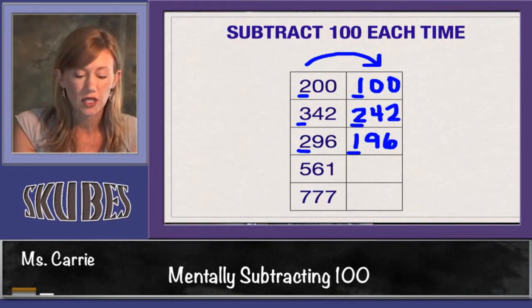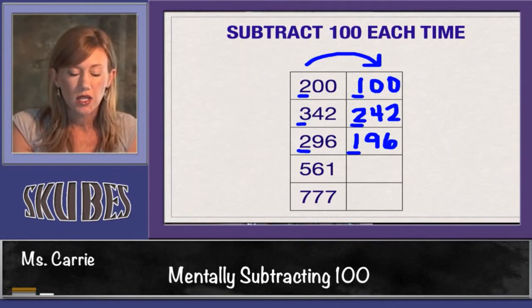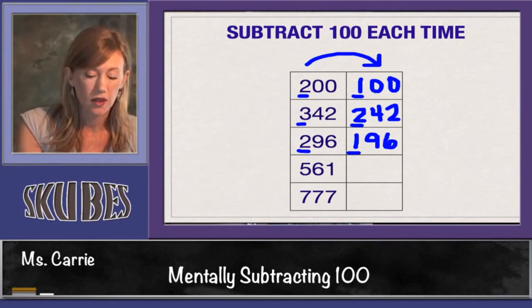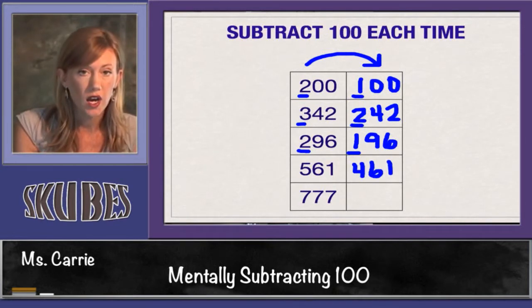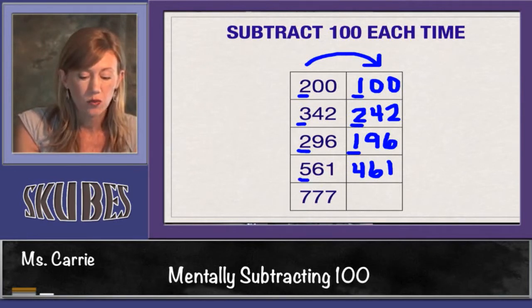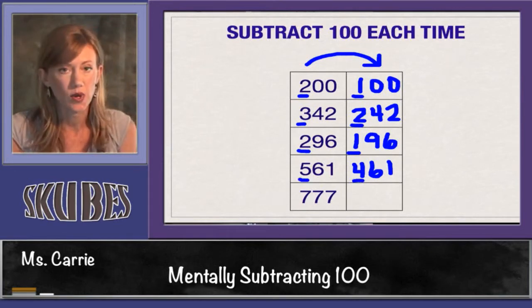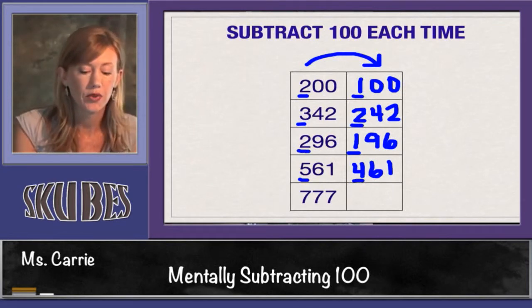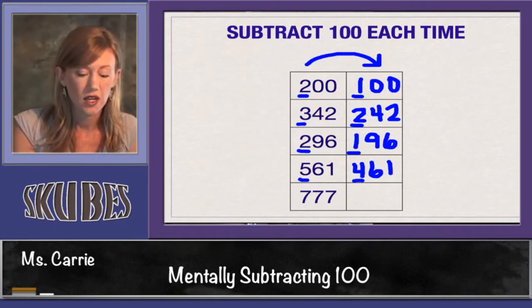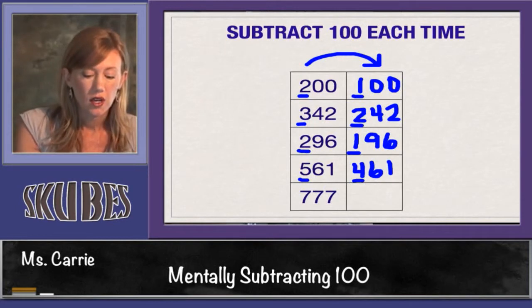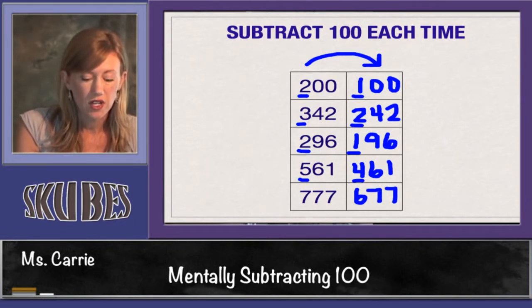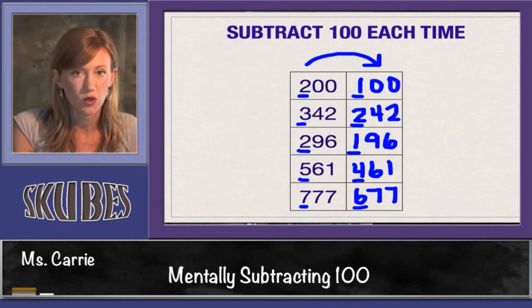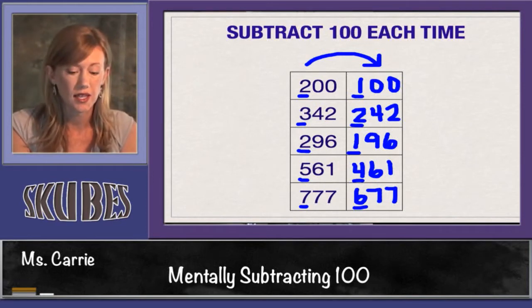Let's try 561. 561 minus 100 would be 461. We lost a 100, so the 5 becomes a 4, and the 6 and the 1 stay the same. And the number 777 minus 100, the 777 would become 677. That 7 in the hundreds place turns to a 6 in the hundreds place, and the 10s and the 1s are going to stay the same.